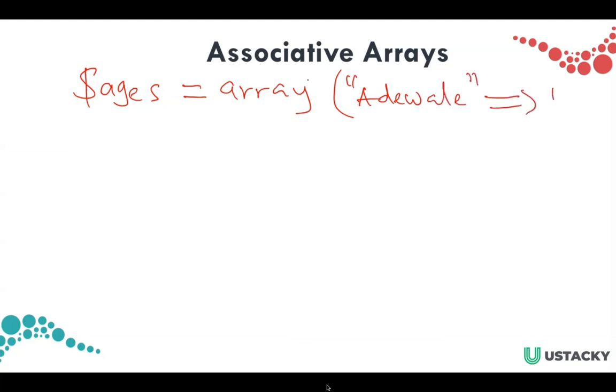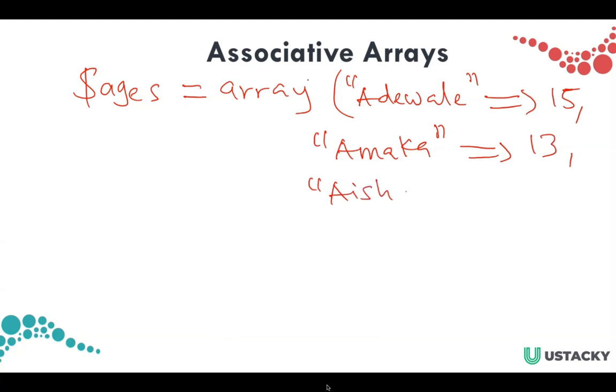Assuming Adewale is 15 years old. Comma. You can also have a student, which is Amaka. So maybe the value is 13, she's 13 years old. Or we can have Aisha, assuming she's 14 years old. So with this, we've represented the ages of students in a class in an associative array.